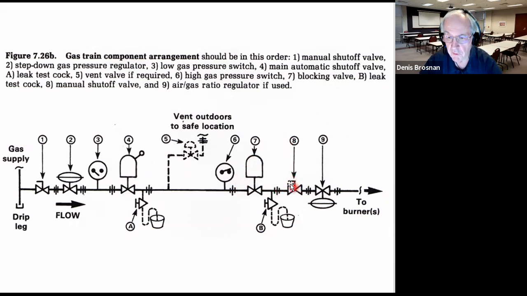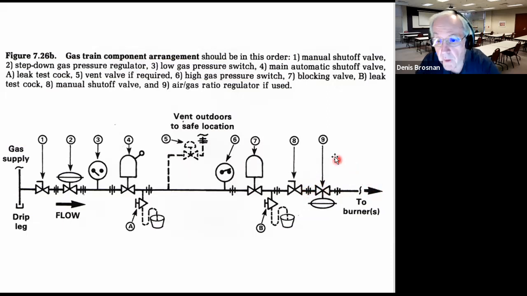Now, you're going to have another blocking valve, another ball valve, shutoff valve, which allows you to operate the system but shut off an individual burner, or a burner group. A burner group is simply a group of burners that use the same equipment from the blocking valve onward to the burner.